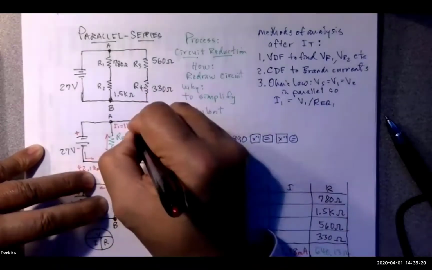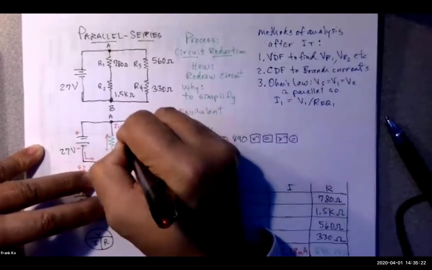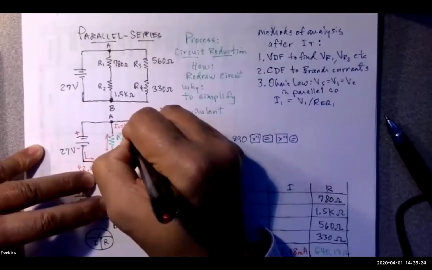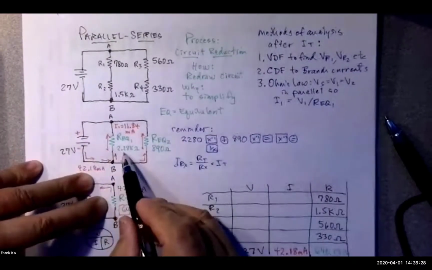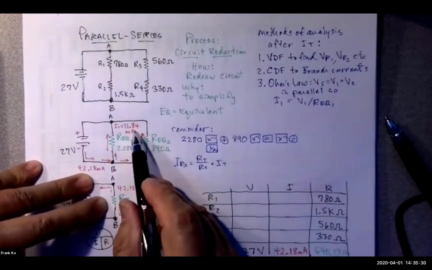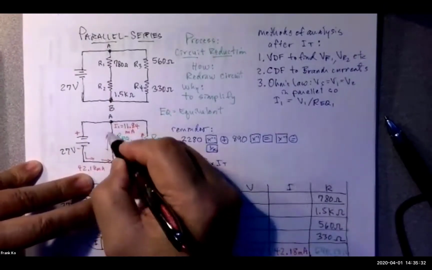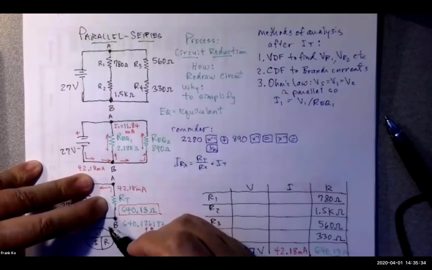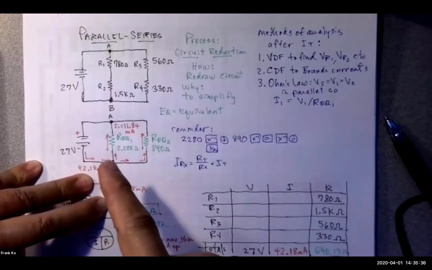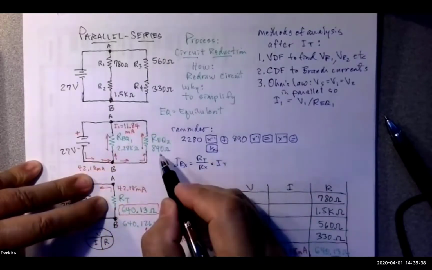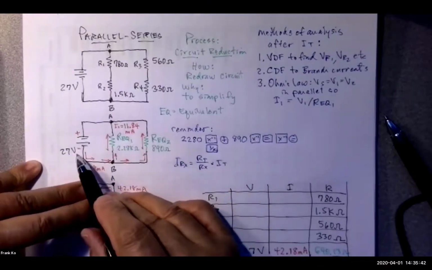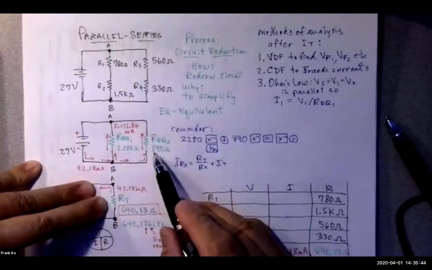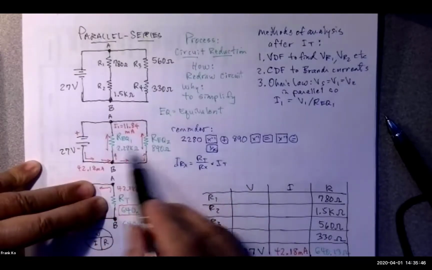Would be a 4. That's correct. And that's milliamps. So are we in agreement? 27 divided by 2,280 gives us 11.84 milliamps that flows up through this branch. Yes? By the same token, we can calculate the current on this branch because we know that 27 volts here is also across 890 because this is a parallel circuit.